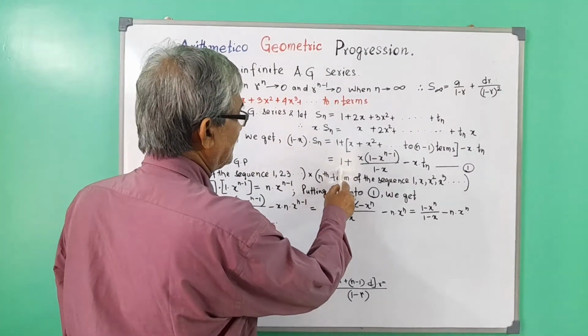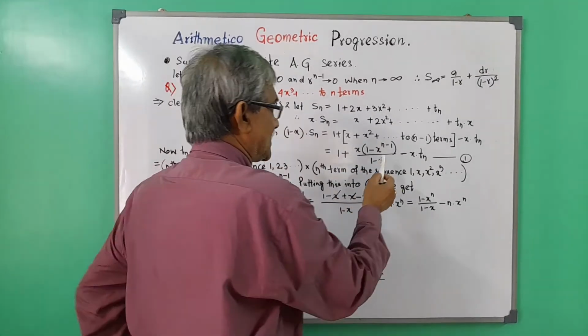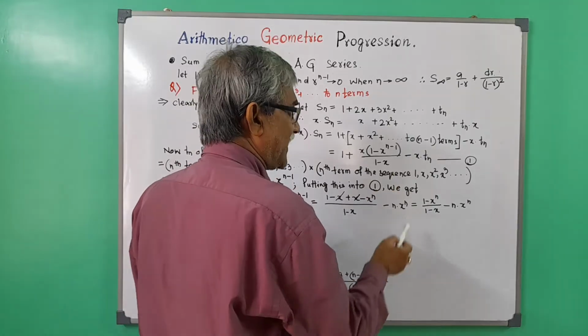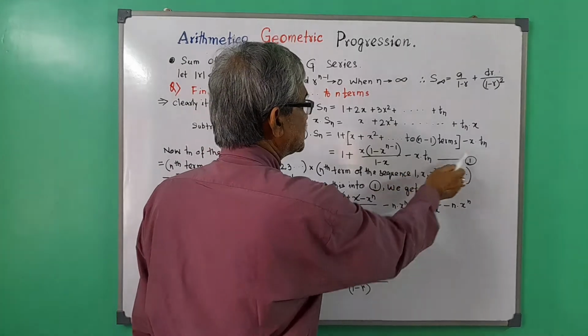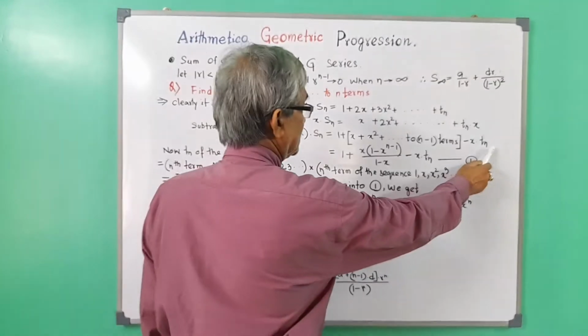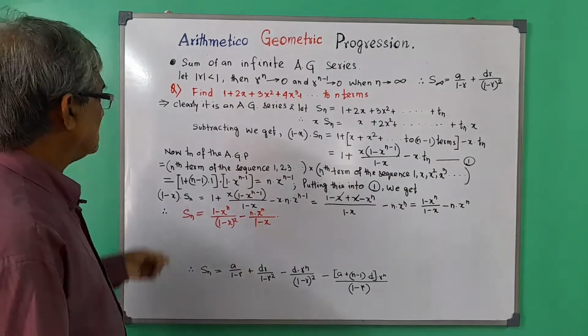That is, this will become 1 plus, this is a GP, the first term x, and the common ratio is x. So x into 1 minus x to the power n minus 1 upon 1 minus x, minus x into Tn. Let it be equation 1. Now this Tn, the Tn of what? Tn of this AGP. What is that?